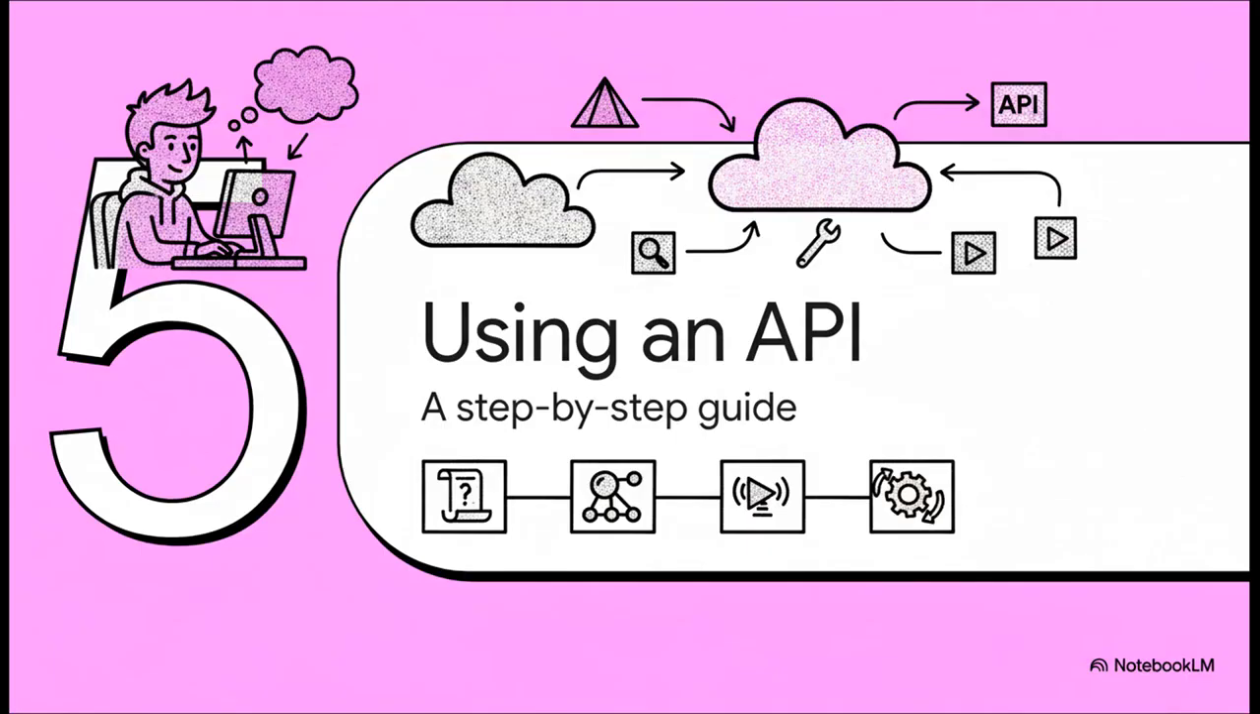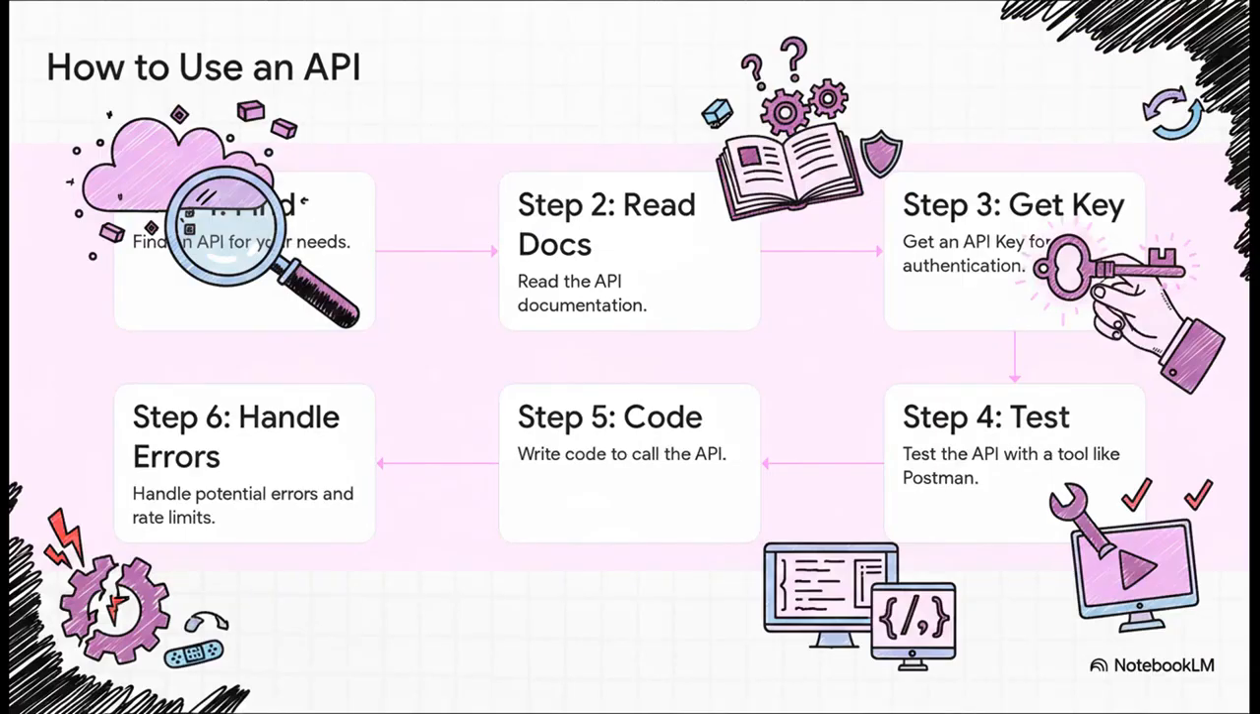All right, that's enough theory. Let's get our hands dirty. How does someone actually find and use an API in the real world? Turns out it's a pretty logical process. Here are the 6 basic steps.